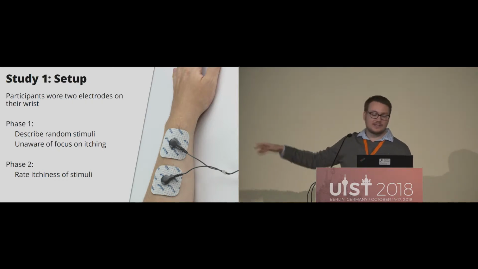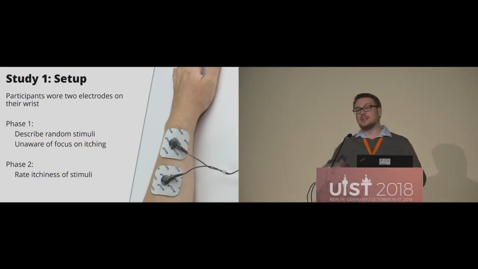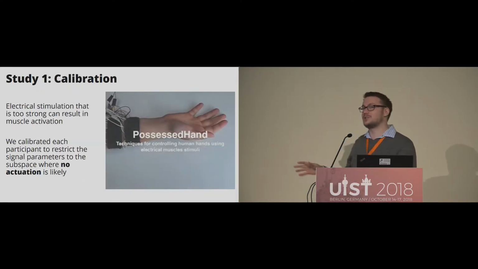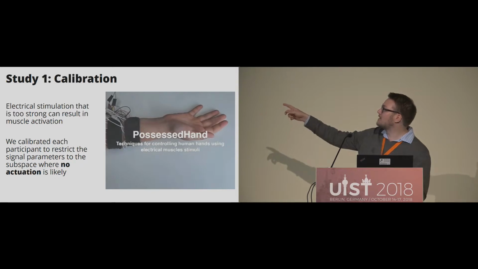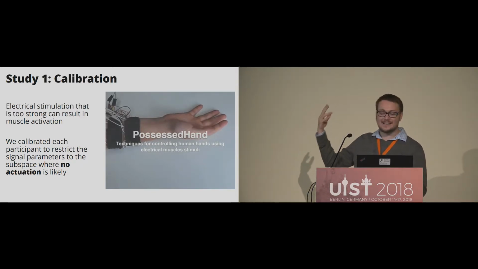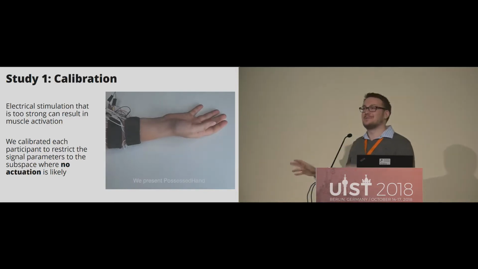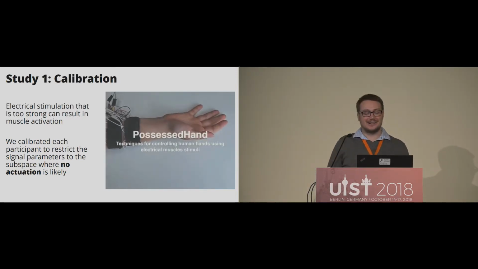We did a really basic setup with two electrodes on the arm. We gave them random stimuli, and then we asked them, what does it feel like? But before we start with that, we of course have to do some calibration. If you put too much current in the arm, then this happens, right? Then your hand starts to actuate, as in this possessed hand. And that's not what we wanted. We wanted only electrotactile sensations.